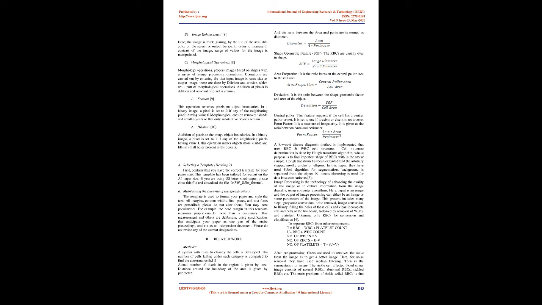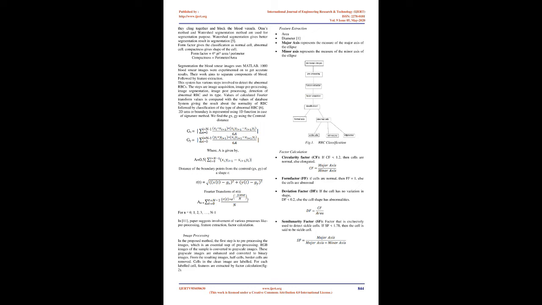C. Morphological Operations 8. Morphology operations process images based on shapes with a range of image processing operations. Operations are carried out by ensuring the input image is the same size as the output image. These are done by dilation and erosion, which are a part of morphological operations. Addition of pixels is dilation and removal of pixels is erosion. 1. Erosion 9. This operation removes pixels on object boundaries. In a binary image, a pixel is set to 0 if any of the neighboring pixels has value 0. Morphological erosion removes islands and small objects so that only substantive objects remain.